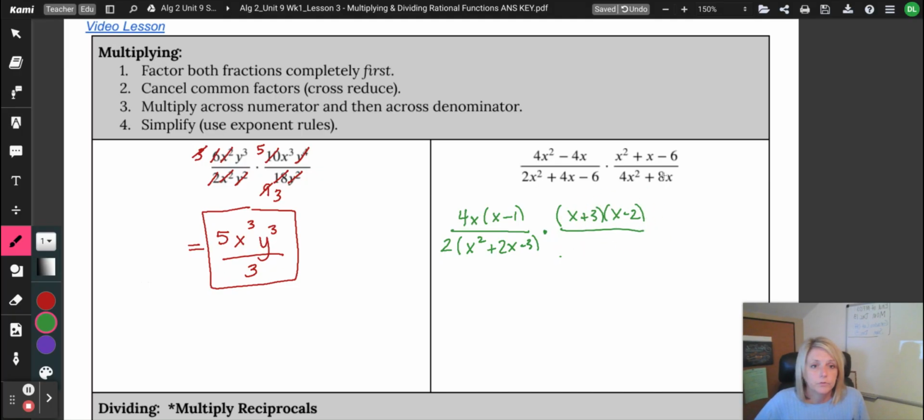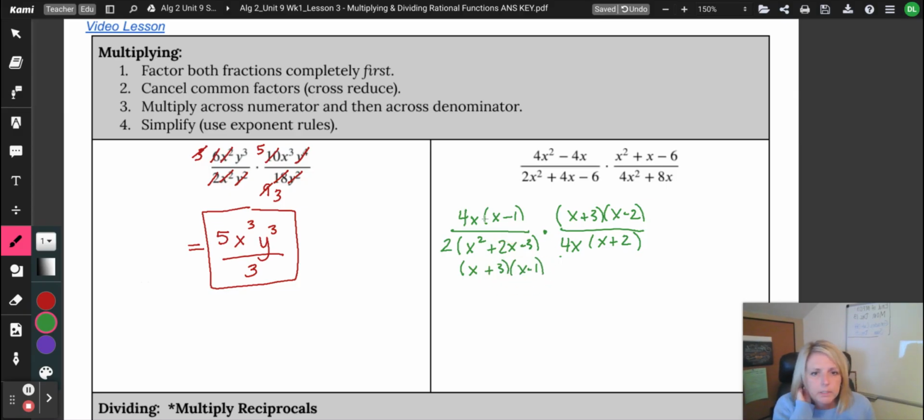And then we can factor this denominator. First, let's factor out a 4x, which will give us x plus 2. Okay, and then this trinomial we can factor again. So this is actually going to become x plus 3 and x minus 1.